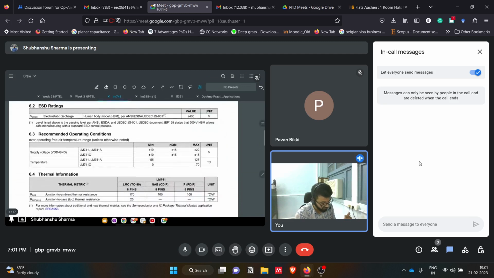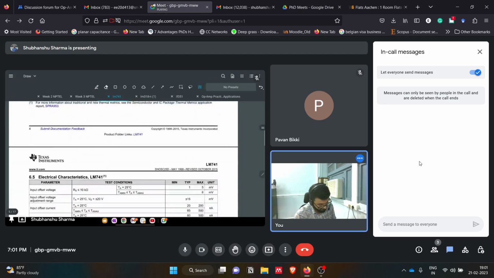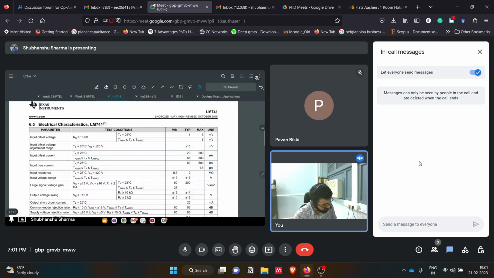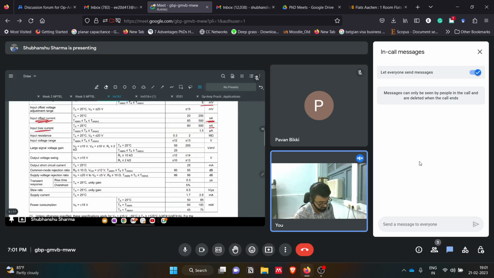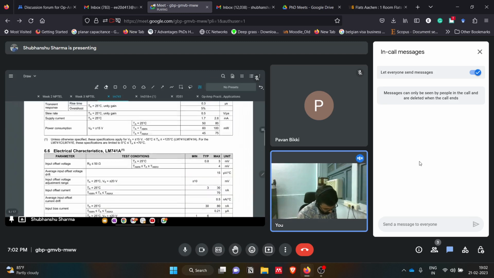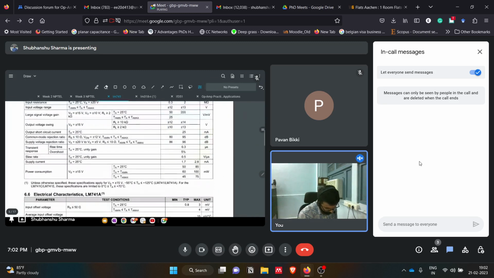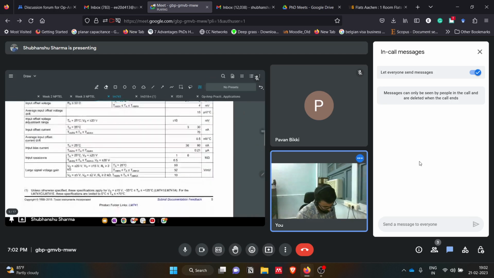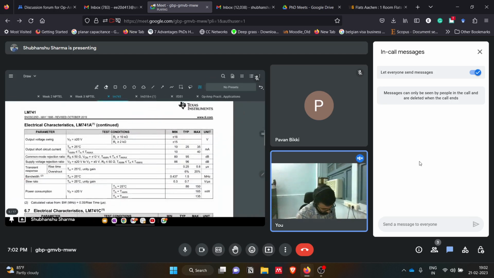We are interested in the bandwidth. But before that, we see 5 millivolt is the offset voltage here, and we have offset current also, which is in nano amperes. Then input bias current is there, and input resistance and all those things. Now we have bandwidth, which is somewhere here. We have slew rate also. So here it is, the bandwidth.